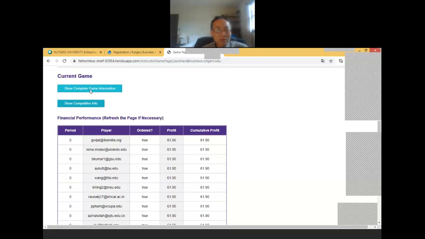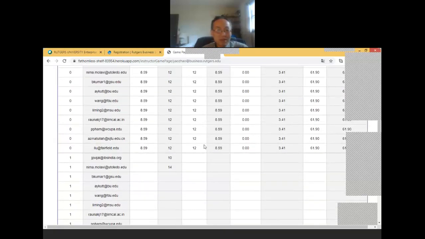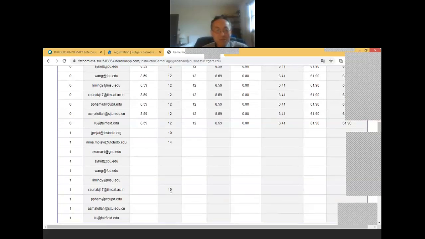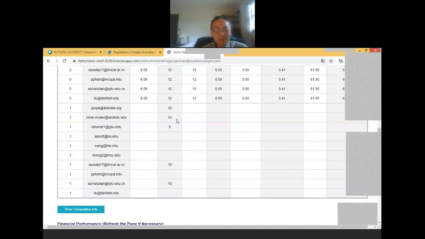If you go to the complete game information, you can see the first team submitted 10, the second team submitted 14. So this is real-time communication, right? You're communicating in real time with another person, from India, right? You can see people are submitting their orders. Real-time communication. Let's wait for a few other people to submit their orders. After everybody submits the orders, you can do the calculation and move on to the next period.